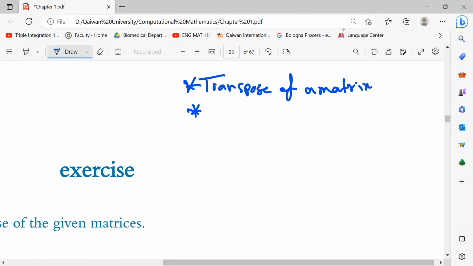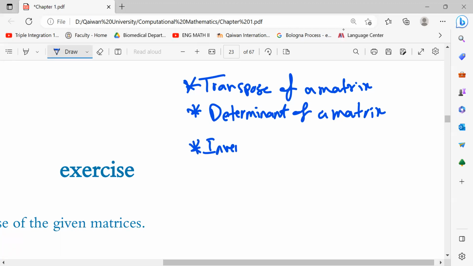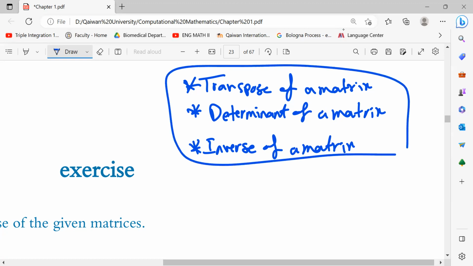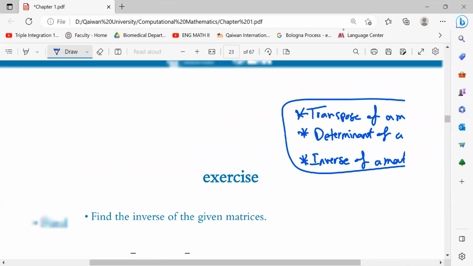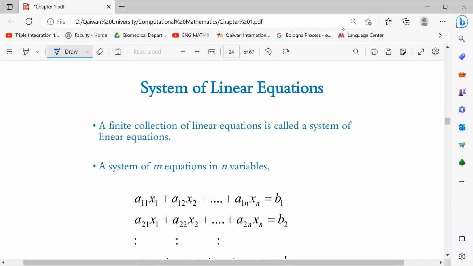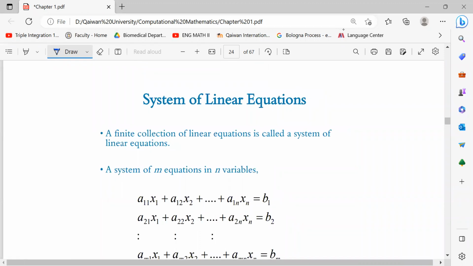We also talked about the determinant of a matrix. And finally, we talked about how to find the inverse of a matrix. That's all we talked about in the previous lecture. We now talk about linear systems. Here, in this lecture, we talk about how to solve a linear system by using operations on matrices.